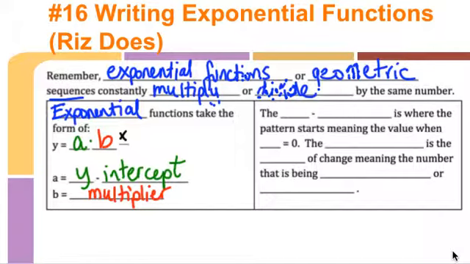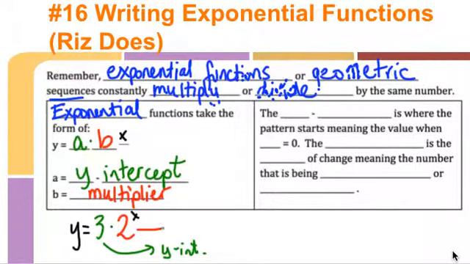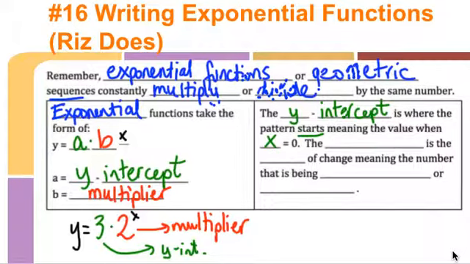So let's say you had an equation like this: 3 times 2 to the x power. 3 would be the y-intercept, and 2 would be the multiplier, what it's constantly multiplying by every time. Okay? So the y-intercept is where the pattern starts, meaning the value when x equals 0.